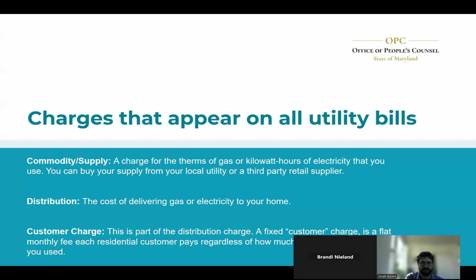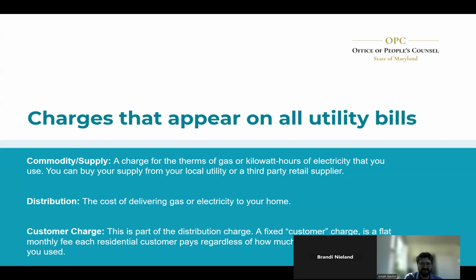So first we're going to see the commodity charge. This is sometimes called a fuel charge or a supply charge. It's basically for the gas or the electricity that you're actually using. The amount of gas that we use, the gas molecules, is measured in therms. And the amount of electricity used is measured in kilowatt hours. Now, the utilities actually get the gas and electricity through competitive procurements, which are regulated by the Public Service Commission.